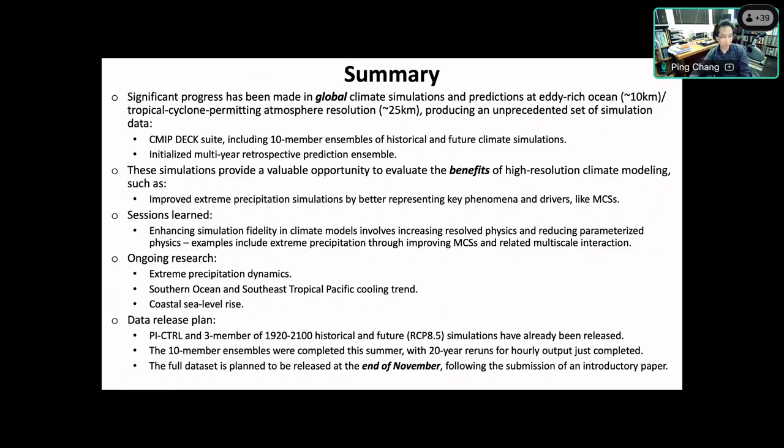So finally, I just want to mention the data release plan. We're currently trying to finish up a paper. Basically, we're writing up these results for the extreme precipitation analysis. We're trying to get this thing submitted. As soon as this paper is submitted, we're going to release the data to the community. So our target is the end of this month. We're trying to release all the ensemble simulations to the community. So I'll end here. Thank you very much.